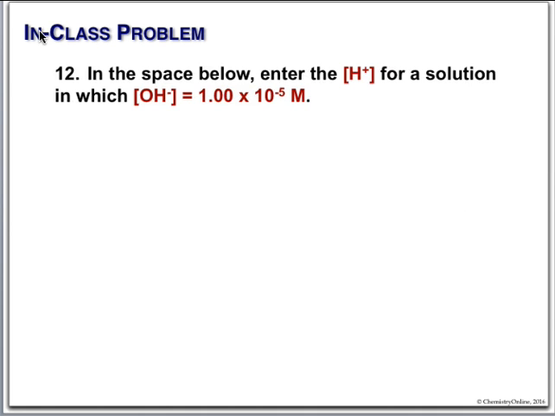We are given a hydroxide concentration. We must calculate a hydronium ion concentration. How do we do that? On our 3x5 card, we have written down hydronium times hydroxide is always 10 to the minus 14 molar. Always.